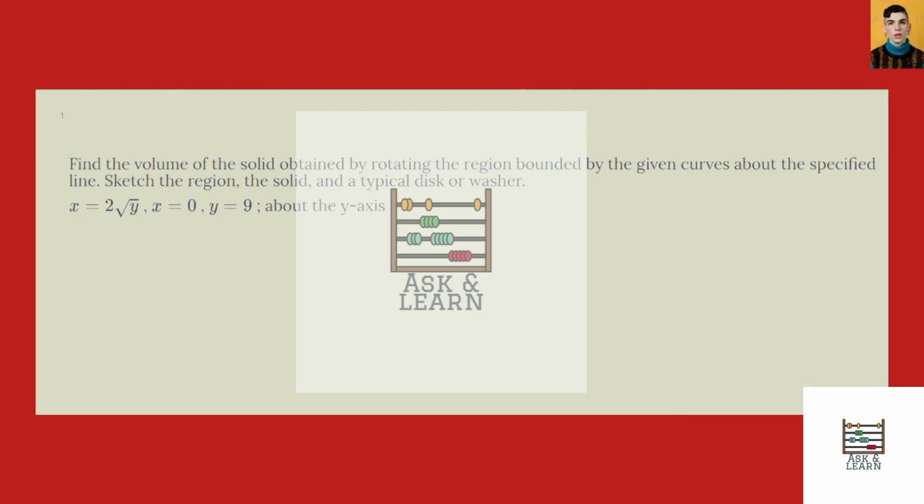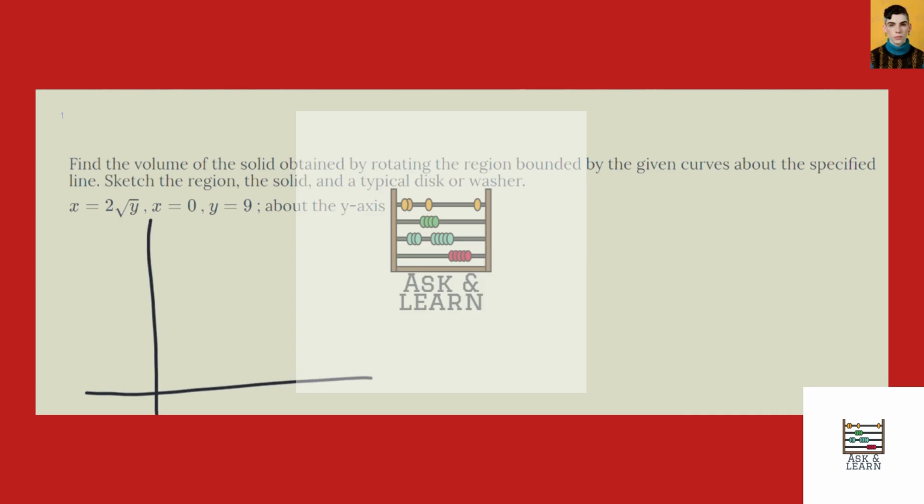So for this question, we want to find the volume again obtained by rotating the region bounded by x equals 2 times the square root of y, x equals 0, and y equals 9, rotated about the y-axis. So once again, we want to start off by drawing the region.